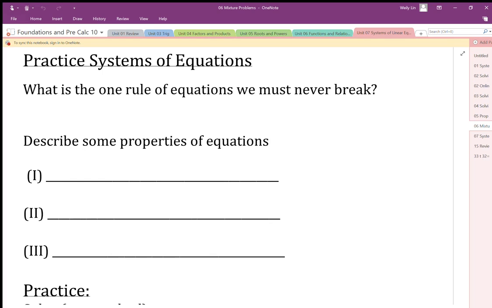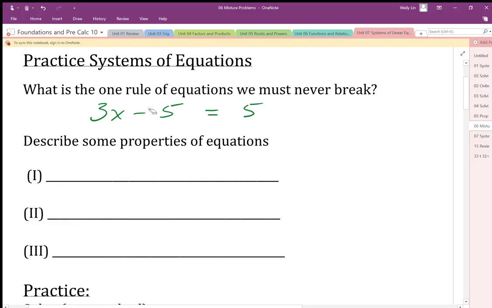When we're talking about equations, there's one rule we can never break. And remember that there's a difference between expressions and equations. If I have 3x minus 5, that is an expression. I can't really change the value of that. Whereas if I have an equation equal to 5, I now have an equation.